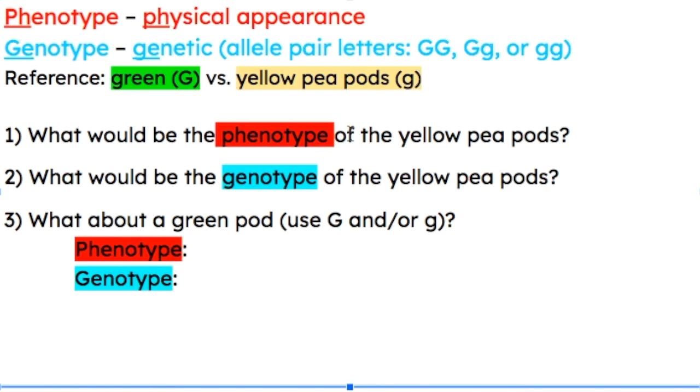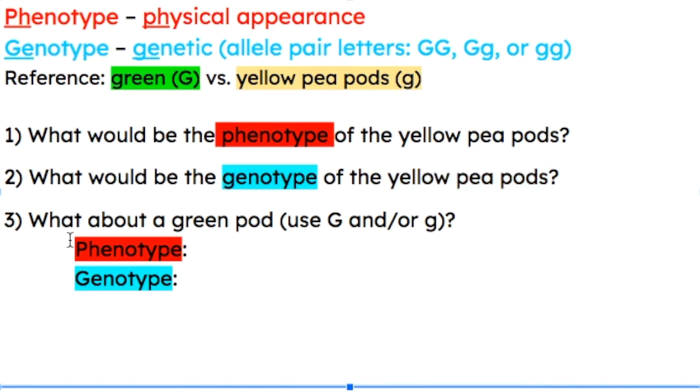What is the phenotype of the yellow pea pods? This sounds like a trick question. It isn't. Go ahead and answer in your slides. We'll go over it tomorrow. Number 2, what would be the genotype of yellow pea pods? So remember, genotype is the genetic. Give me some allele pairs. For the yellow pea pods, there's a hint for you there.